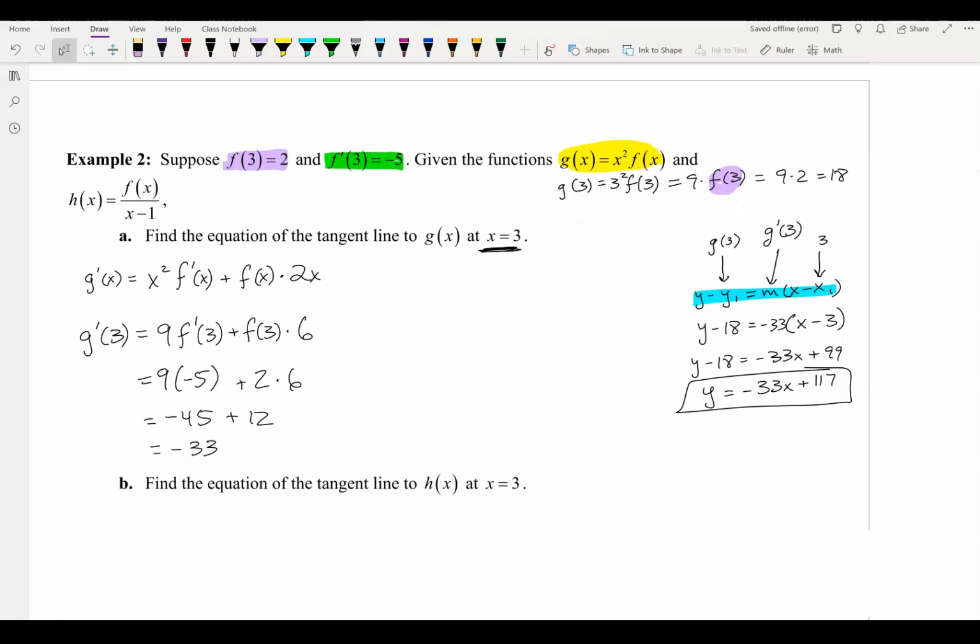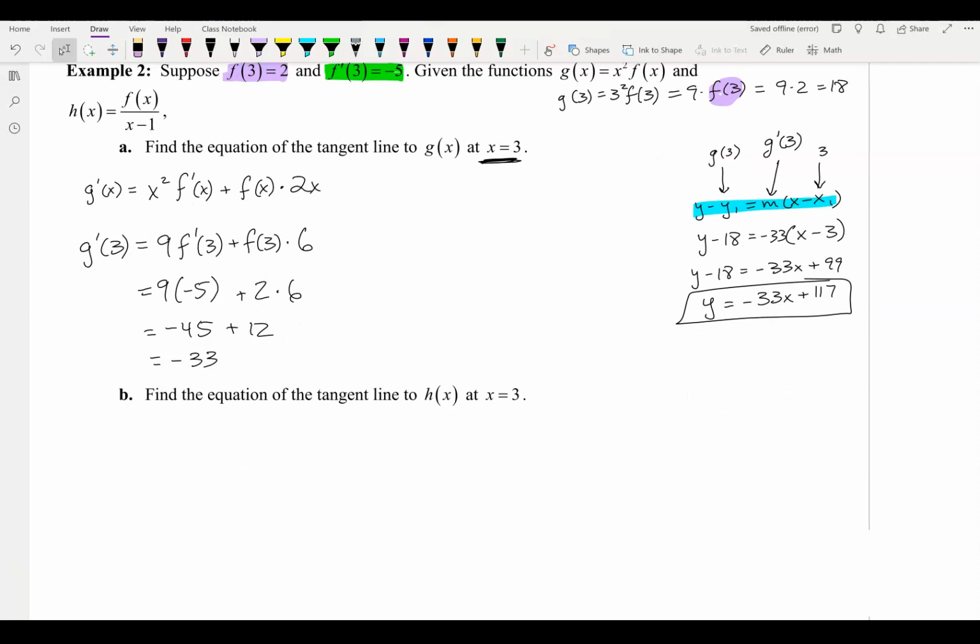It's the equation of the tangent line to the yellow function, and we never knew what f of x was. We just knew two values associated with f, right? We knew f of 3 and f prime of 3. All right, moving on. Now we get to do the same thing for h of x. So now our yellow function is over here, and you'll notice it's a quotient.